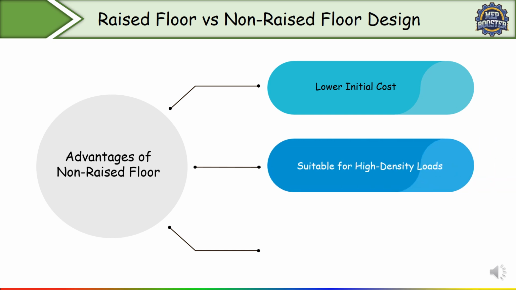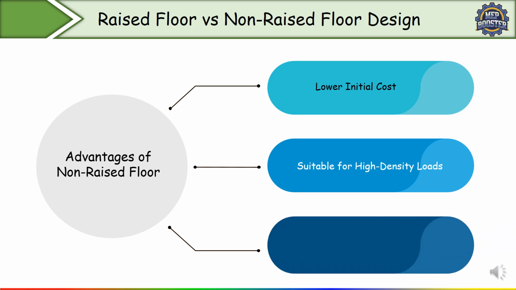The second advantage of non-raised floor is what? It is suitable for high density load. It means better for areas where servers generate very high heat load. And why is it suitable? See, the cooling is closer to the heat source, in-row or rear door. So no dependency on underfloor air pressure. Can handle high kilowatt per rack. Okay, is it clear?